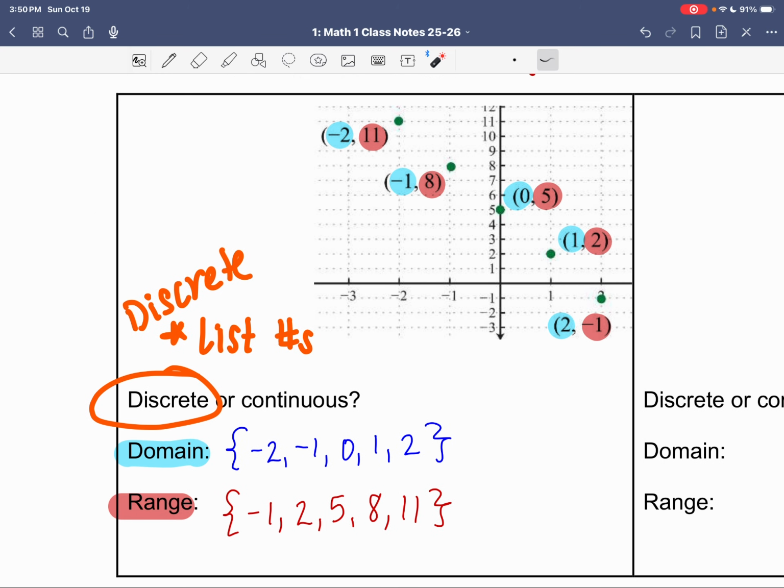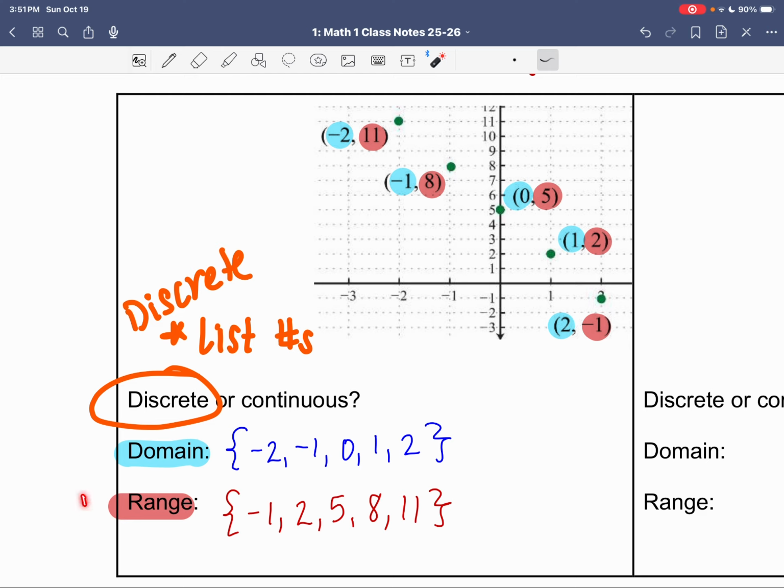Now, for this first one, we want to know, is it discrete or is it continuous? Well, since these are individual points and they are not connected, this is discrete. Now, for your domain and your range for discrete, you just list the numbers. So remember, for domain, those are your x values. So we're going to just look at the x values here. And we typically put it in set notation where we put the little braces around it.